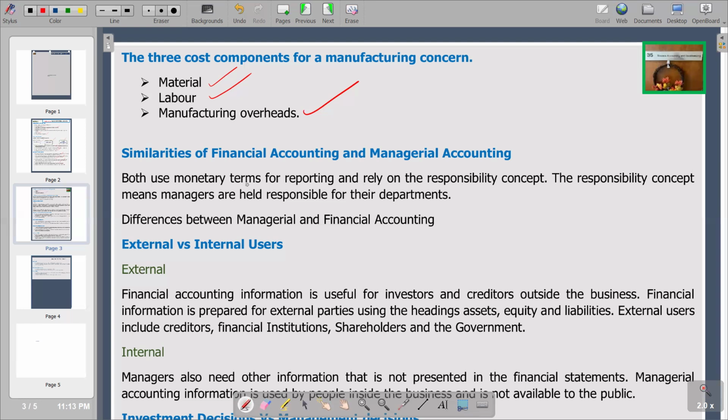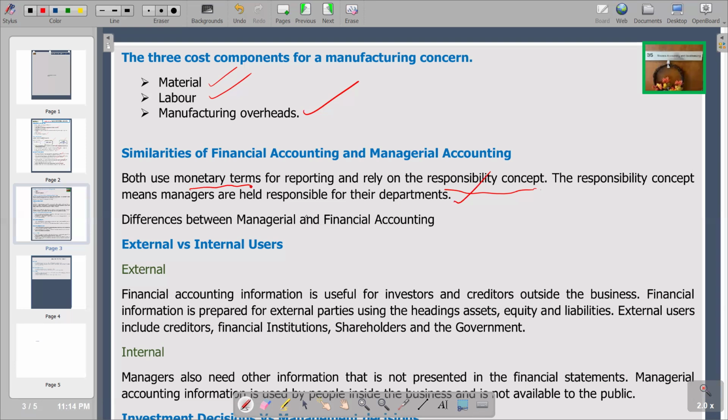Then we have the similarities of financial accounting and managerial accounting. So we are trying to find out about the similarities that we can have between financial accounting and managerial accounting. I believe it reads that both use monetary terms. So these are the basics, and both rely on the responsibility concept.